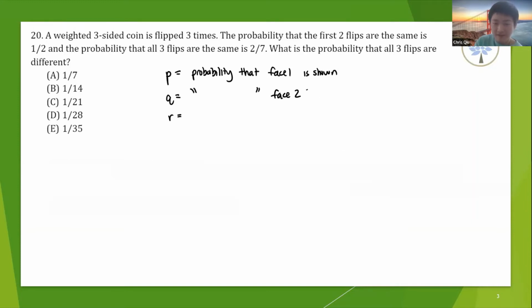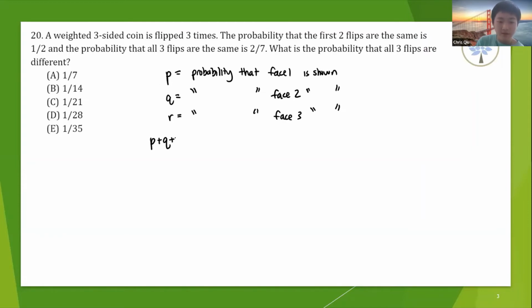I'm not going to write this all out. And R is the probability that face 3 is shown. Since this is a 3-sided coin, it's going to have 3 faces. And let's say face 1, face 2, face 3 are these faces. And we're going to make the probability that face 1 is shown be P, and Q and R be defined similarly.